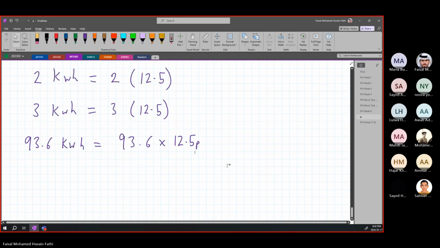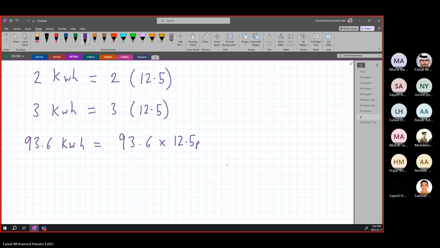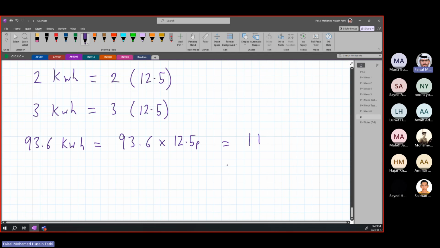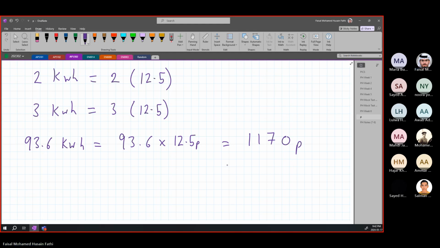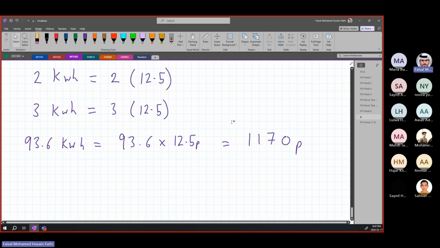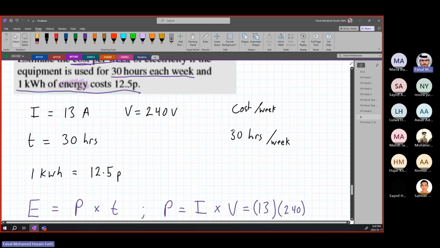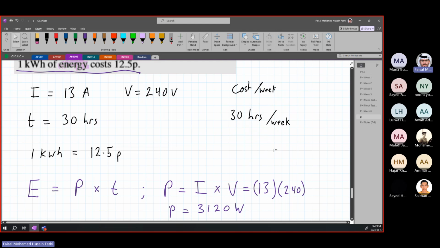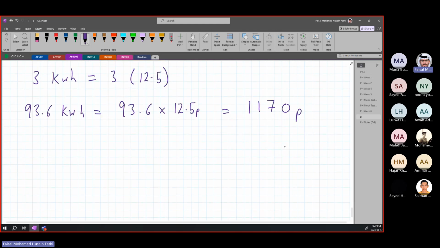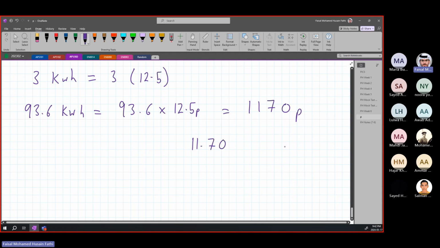When we multiply 93.6 times 12.5, this gives us 1170 pennies per week. This is the amount it will cost them every week if they're running their equipment for 30 hours in the week. If you want, you can also convert this to pounds, but it doesn't really matter.